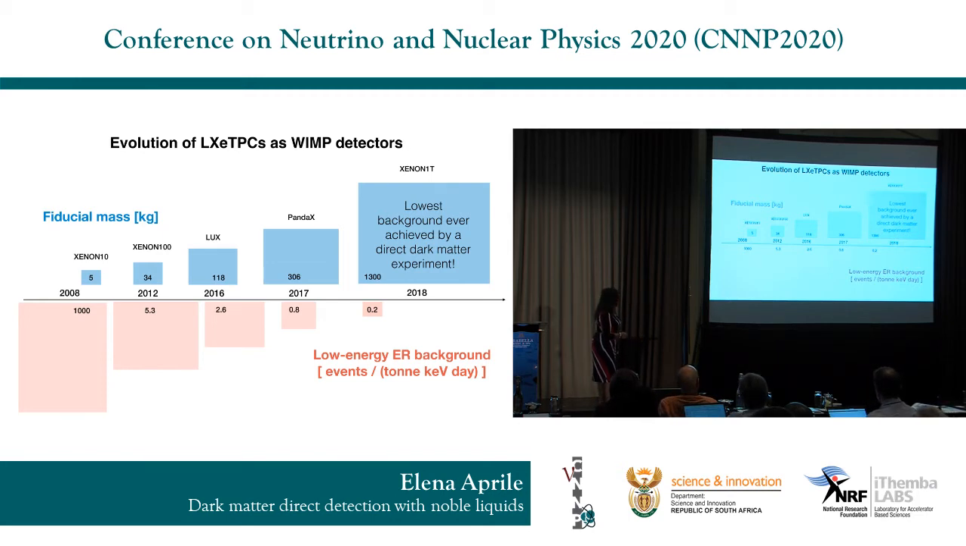So you can see the size of this active mass in these experiments up to Xenon-1-ton, but you see also the Xenon-10 kind of background. This is events per ton per keV per day when we started, and Xenon-1-ton has been able to show the lowest background, 0.2 events per ton per keV per day, which is impressive, and we are aiming at reducing this background by another factor of 10, which I don't know how I can even say, but the goal of Xenon-nT is to further reduce this background by an order of magnitude.